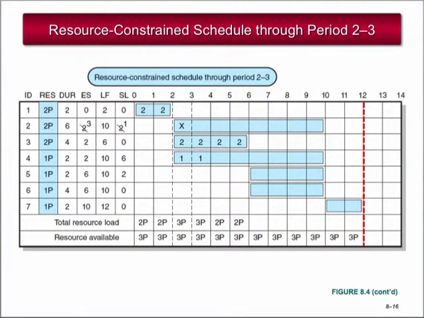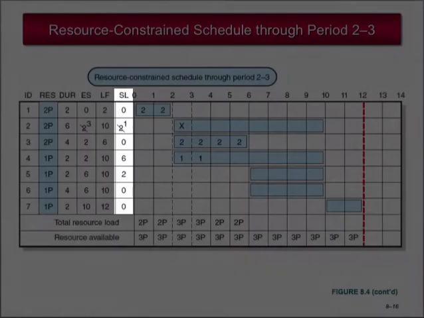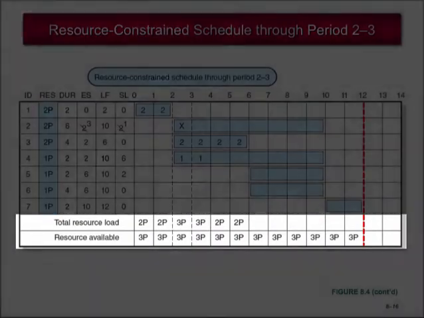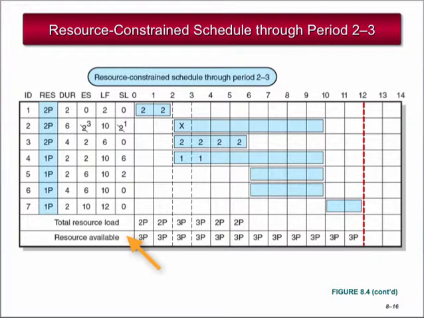In the last slide, we looked at the duration, early start, late finish, and resource column. Now let's add in a column for slack and look at the bottom two rows, total resource load and resource available. The total resource load row shows you the number of people scheduled to work for that period, while the resource available row tells you the maximum number of resources you can schedule during that period. Now let's take a look at how this progresses.